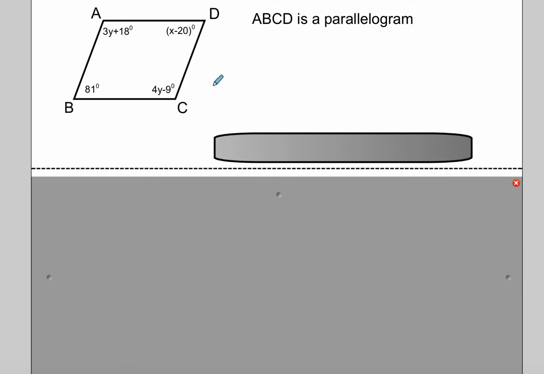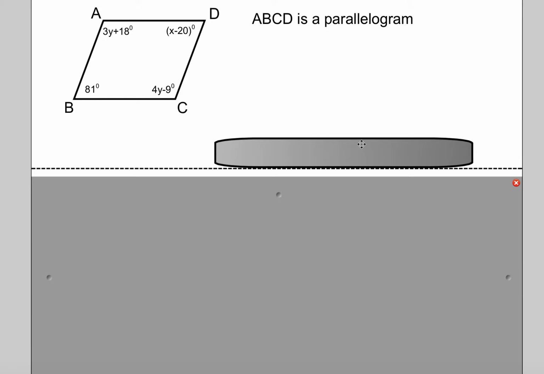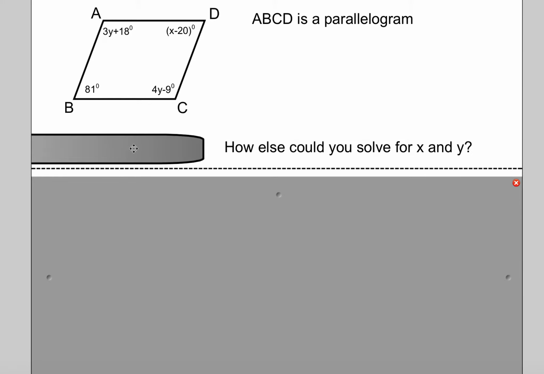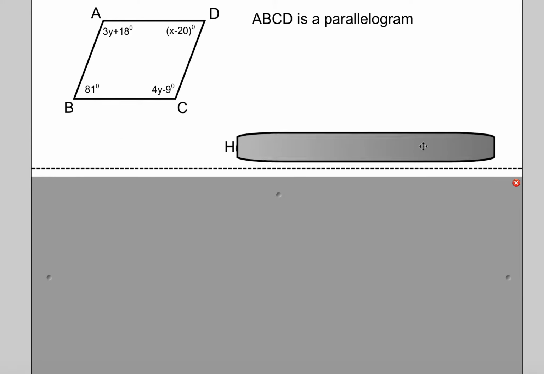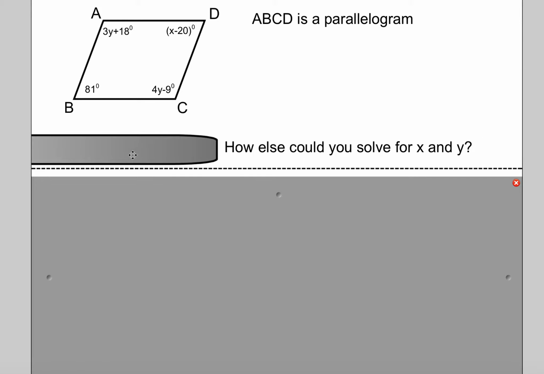We're going to walk through this first one together, and then I will leave you to do the second one on your own. ABCD is a parallelogram. Let's see. We're going to solve for X and Y. There are lots of different ways that we could solve for X and Y here. What's the way that you see right away that you could solve for X and Y?